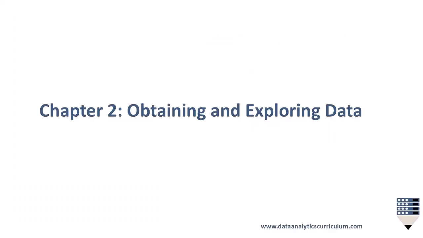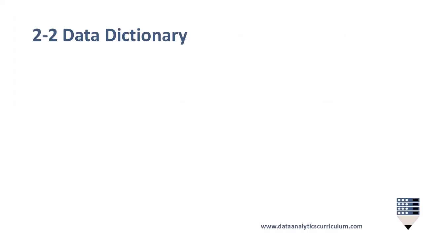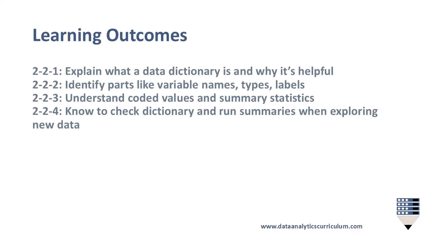Chapter 2: Obtaining and Exploring Data. Welcome to Section 2.2, Data Dictionary. By the end of this short lesson, you'll be able to: 1. Explain what a data dictionary is and why it's useful. 2. Identify the main parts, like variable names, types, and labels. 3. Understand coded values and summary statistics. 4. Know to check the dictionary or create your own summaries when exploring new data.